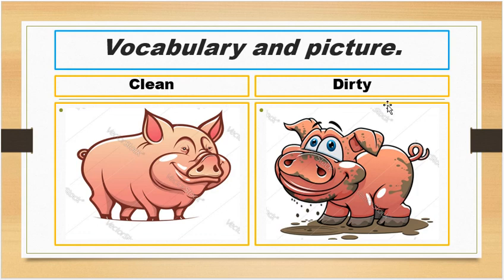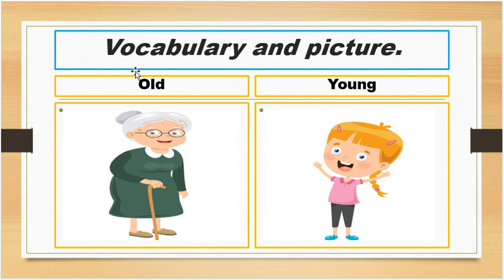The antonym of clean is dirty, and the antonym of dirty is clean. Okay, so don't forget. Next we have old, and then young. When we say old, an example is your grandma, your grandpa, your father and mother can be an example of an old person.